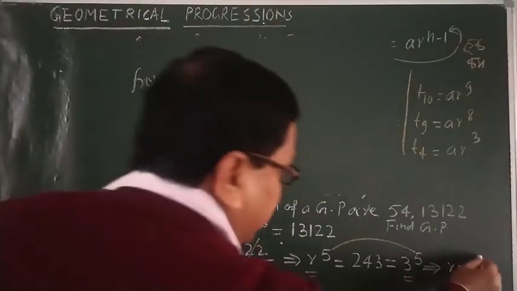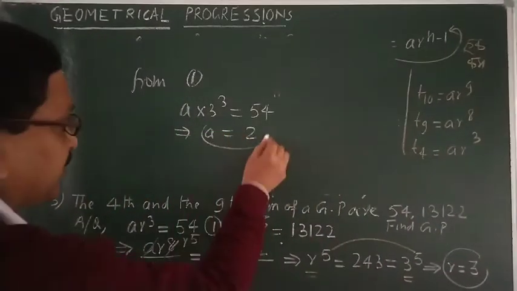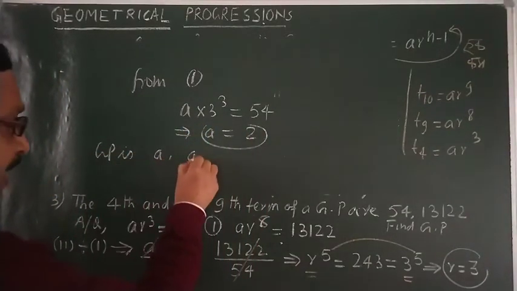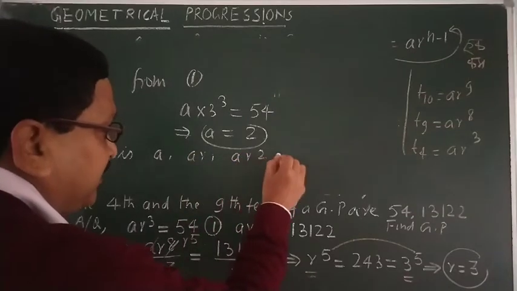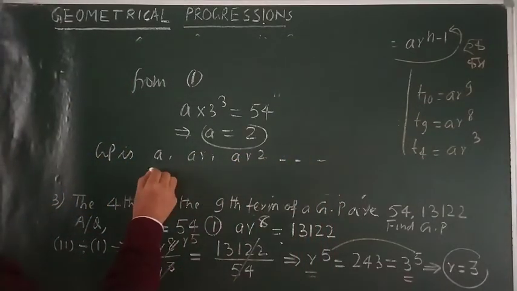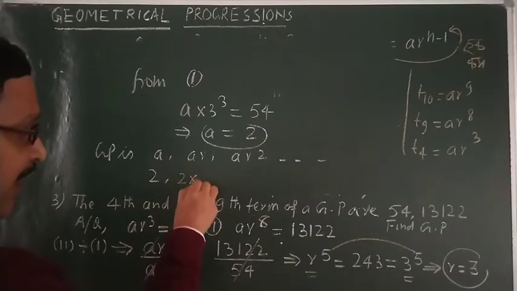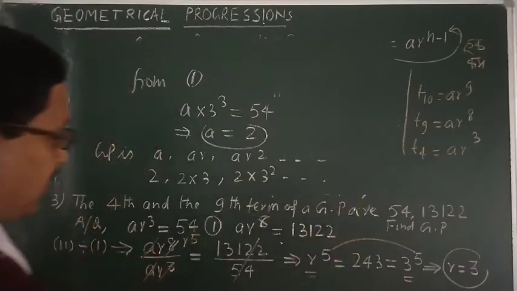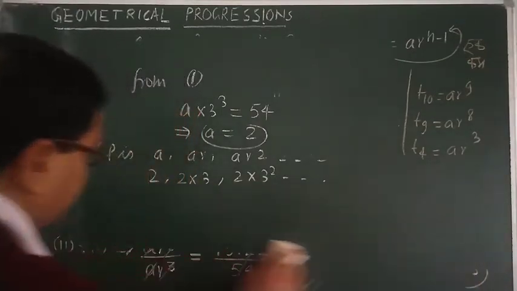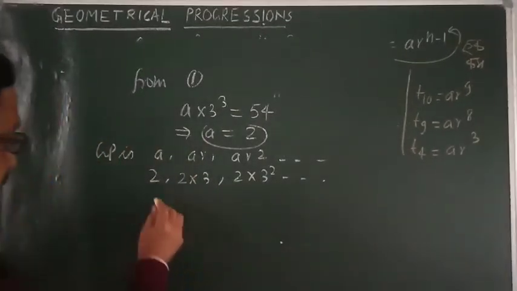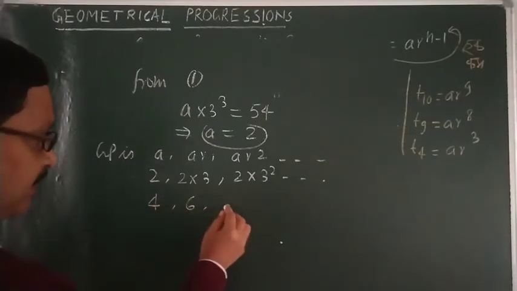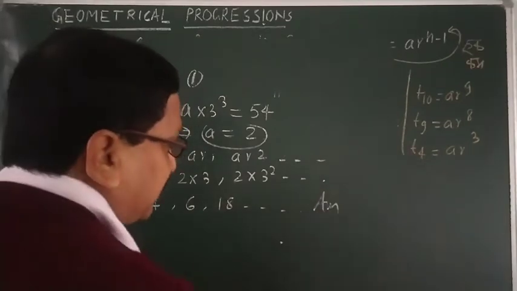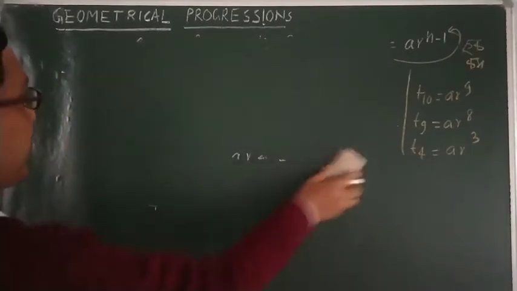Now that r is ready and a is ready, we can write the GP. So GP is a, ar, ar square, and so on. Put 2, after that 2 into 3, then 2 into 3 square, and so on. So we get the GP: 2, 6, 18, and so on. So our GP is ready. This is the answer. Now moving towards another problem.